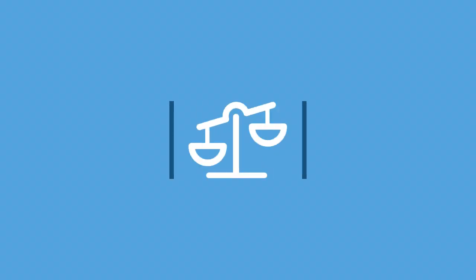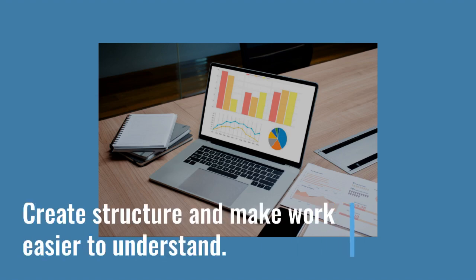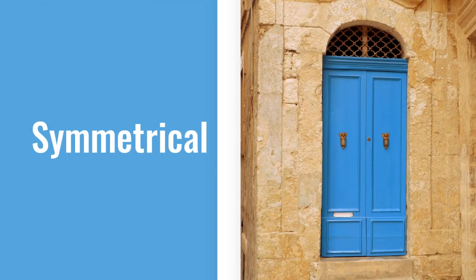The next thing to think about on a slide is balance. Not this kind of balance, but you'll see. Creating balance on your slide helps to create structure and make work easier to understand. It makes the flow go better. The first type of balance is symmetrical balance. It is when your slide is pretty much divided in half, and what happens on one side is balanced by the other side.